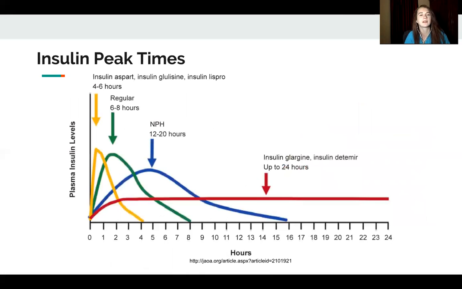And here's a little chart that I like. This shows insulin peak times. The peak time is where you're most at risk for a hypoglycemic episode. And so that yellow bar there shows the Aspart and Lispro. That's your Humalog and Novolog. That peaks within 4 to 6 hours. So at that peak time, that is where that patient is most at risk for hypoglycemia. Then there's the regular at 6 to 8. The NPH, or the intermediate acting, at 12 to 20 hours, and then there is no peak with the Glargine or the Detemir.